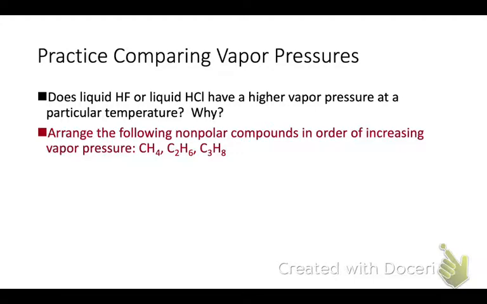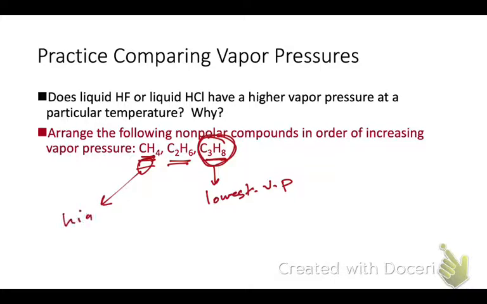Arrange the following nonpolar compounds in order of increasing vapor pressure. Again, all of these nonpolar compounds will have only London dispersion forces. The only difference is that with higher molar mass, it will be stronger intermolecular forces. So if this is the strongest intermolecular forces, that will be the lowest vapor pressure. And the weakest intermolecular forces, that will be the highest vapor pressure.